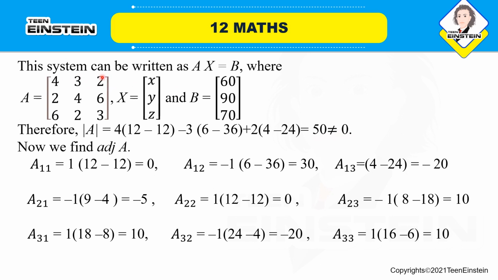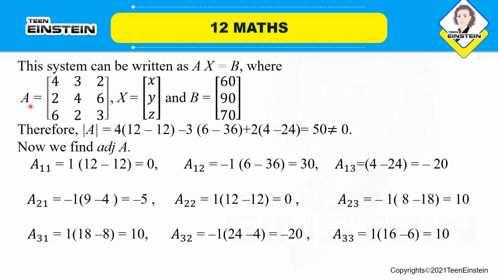So the above system of equations can be written in matrix form as Ax equal to B, where A is the coefficient matrix. So what is your first row? 4, 3, 2. 4, 3, 2 are the coefficients of x, y and z from the first equation. What is the second row? 2, 4, 6. So these are the coefficients of x, y, z from the second equation. What about the third row? 6, 2, 3. So these are the coefficients of x, y, z from the third equation.